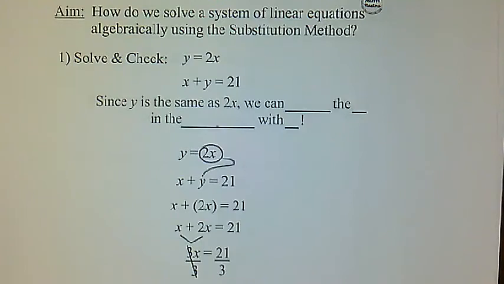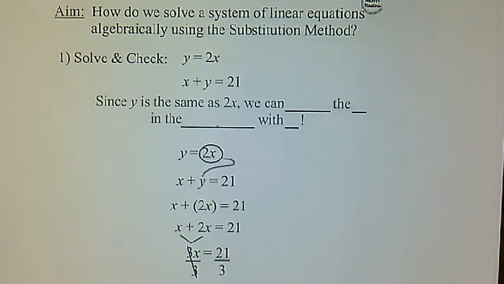Today's lesson, we'll be talking about solving linear systems of equations algebraically using the substitution method. So last two lessons, we have been talking about using the graphing method. So basically we put our equations into y equals mx plus b, and then we graph them and see where they intersect, if they do intersect.